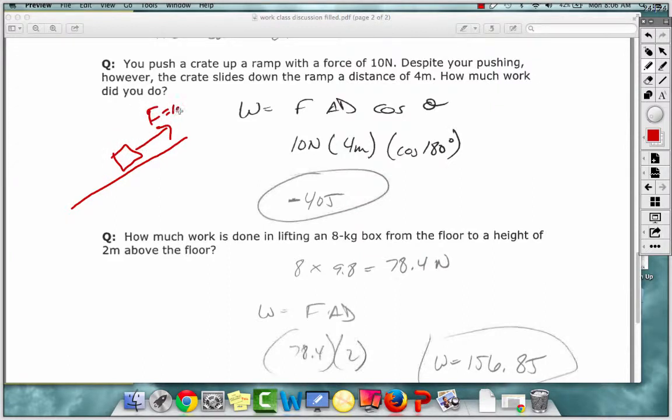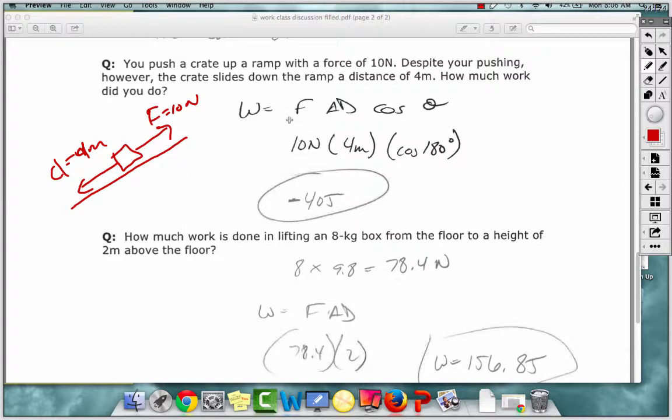Okay, so we know that force equals 10 newtons. And despite your pushing, however, the crate slides down the ramp a distance of 4 meters. So it slides down the ramp this way, a distance of 4 meters. How much work did you do?